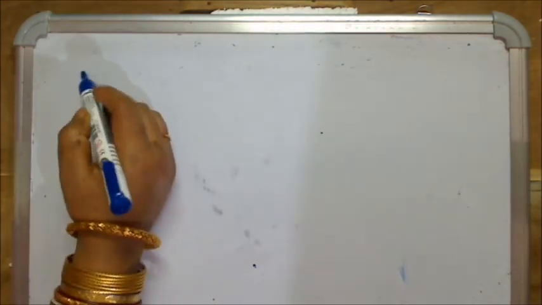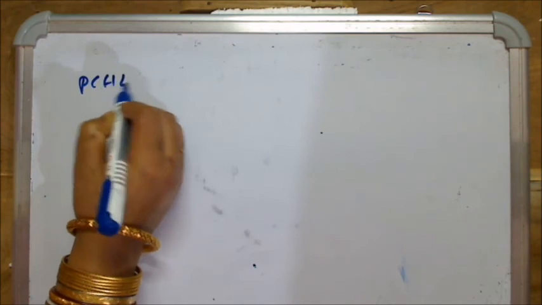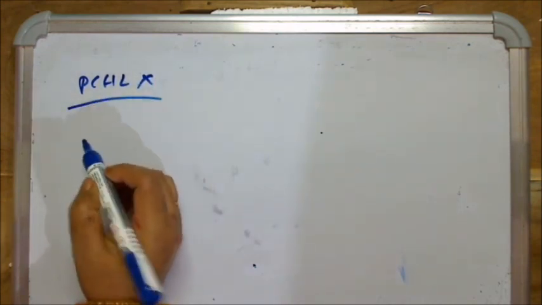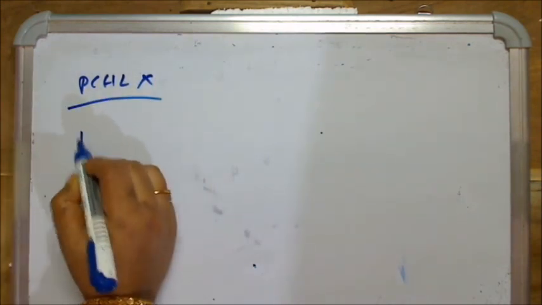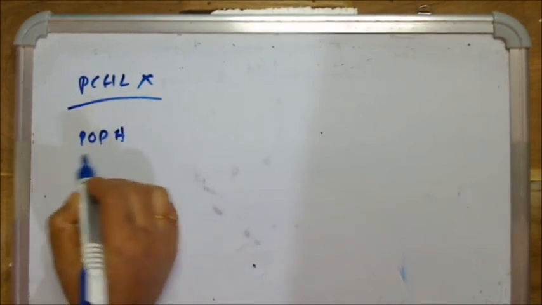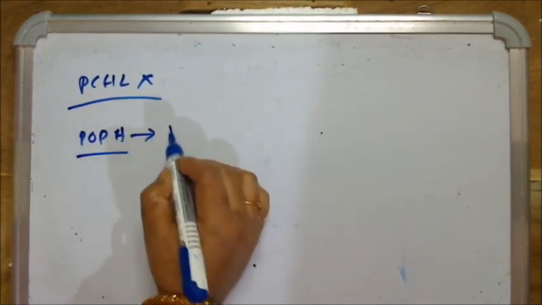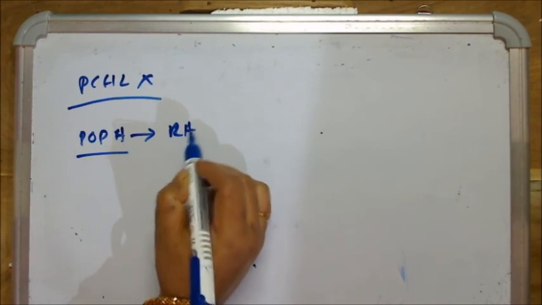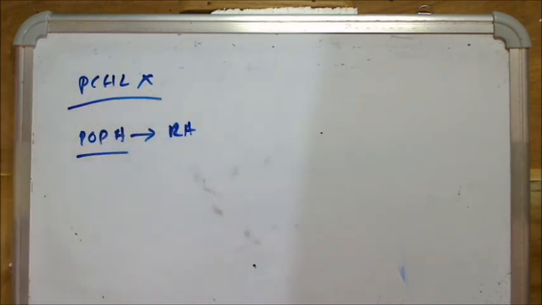Now what does return do? It takes the return address from the stack. Now there is no return address, right? Suppose you have not used PCHL. Now the POP H will retrieve the return address from the stack, right? It has retrieved the return address from the stack.